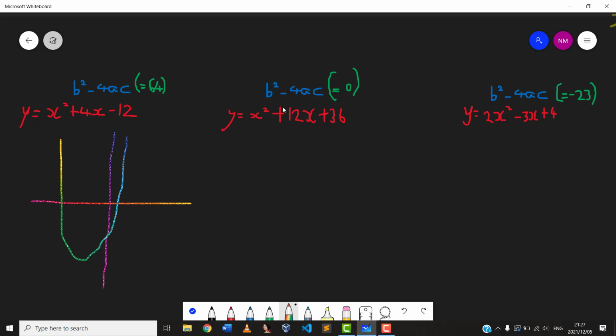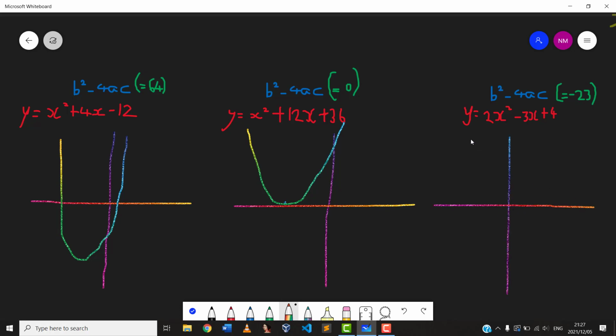And when b squared minus 4ac is equal to 0, we would only have one point where they intercept with each other, where the parabola and the x-axis intercept, right here. And when it's a negative number, then it wouldn't intercept at all.